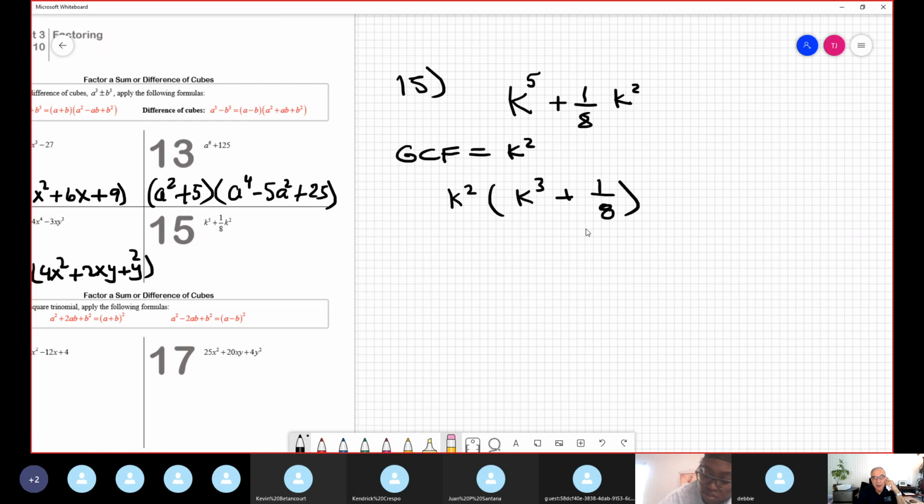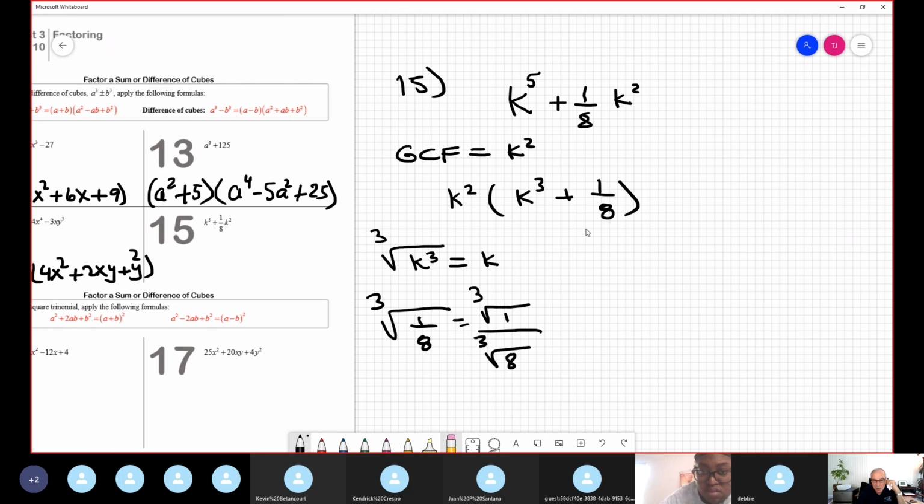Why, I suppose that part is the sum of cubes. And the cube root of k cubed is just k. And the cube root of 1 over 8, well, this is considered the cube root of 1 over the cube root of 8. And the cube root of 1 is always 1. Any root, any power, the 1 is a magic number. And this is 1/2.